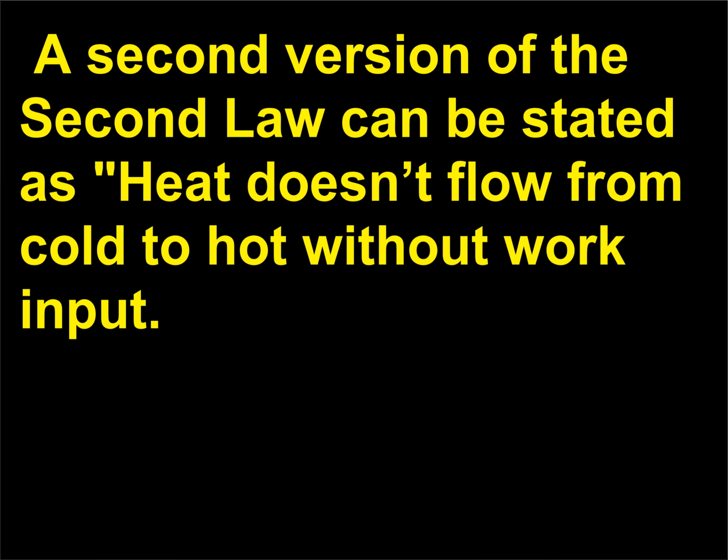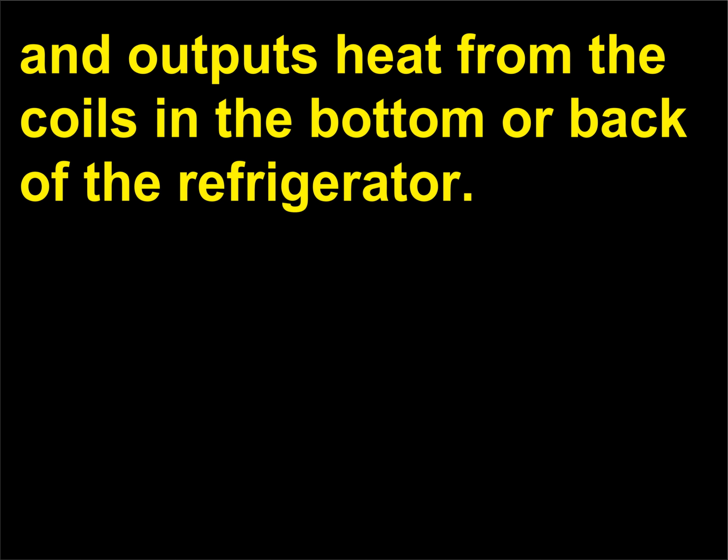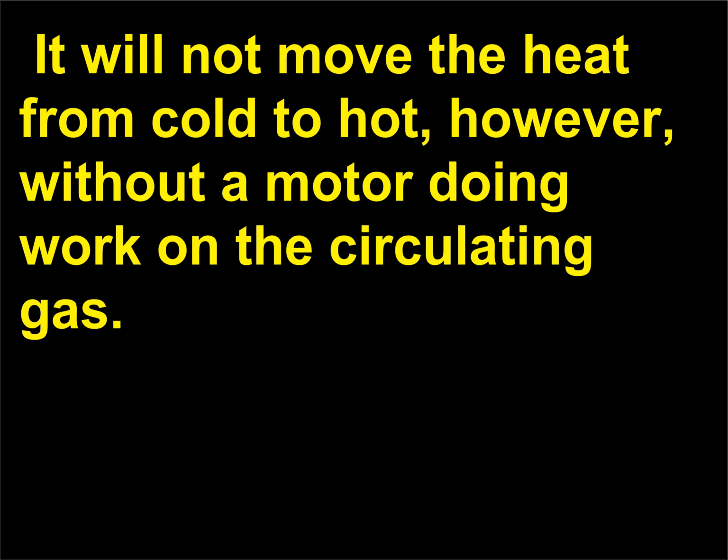A second version of the second law can be stated as: heat doesn't flow from cold to hot without work input. For example, a refrigerator removes heat from the food at a low temperature and outputs heat from the coils in the bottom or back of the refrigerator. It will not move the heat from cold to hot, however, without a motor doing work on the circulating gas.